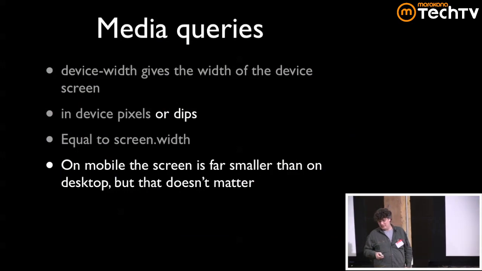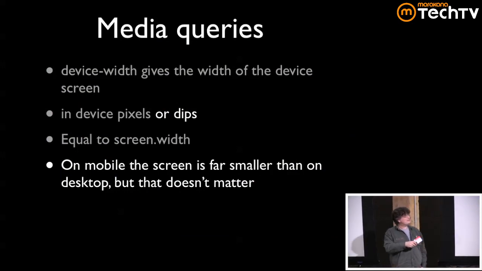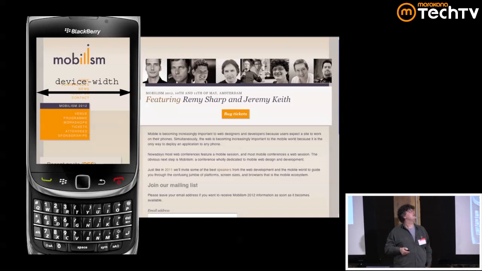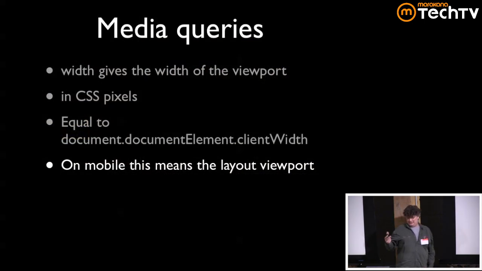Okay, what happens on mobile? On mobile, of course, the actual screen is far smaller than on desktop. When we're talking about device width, well, we don't care. I mean, this is the device width on mobile. Again, in device pixels, or more likely in DIPs, density-independent pixels. Why do you want to know this? You don't. Width.